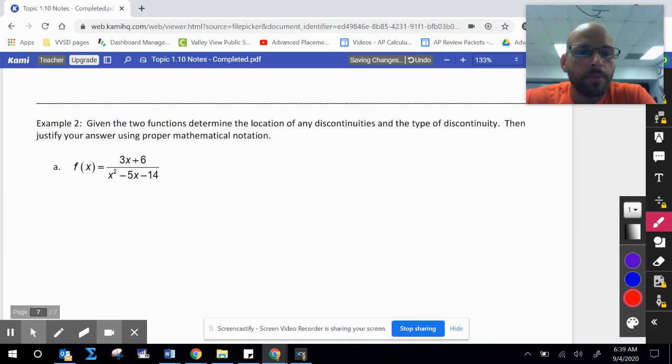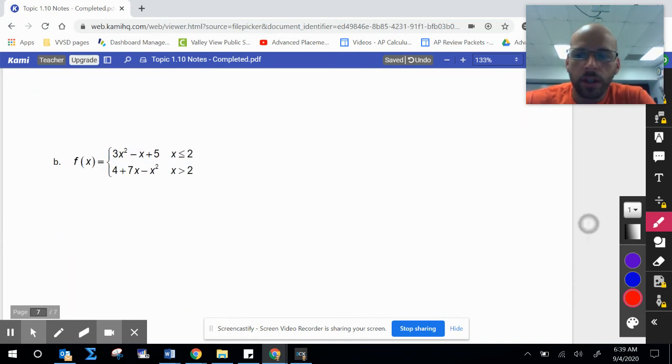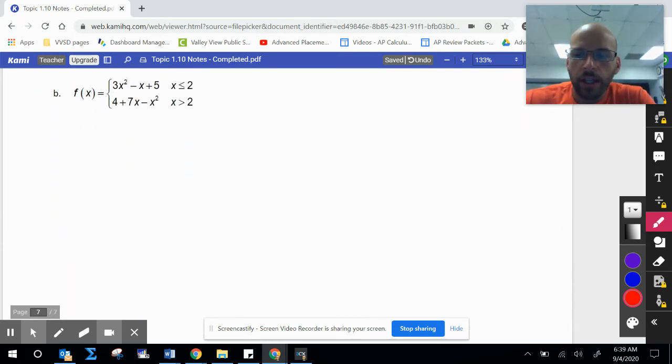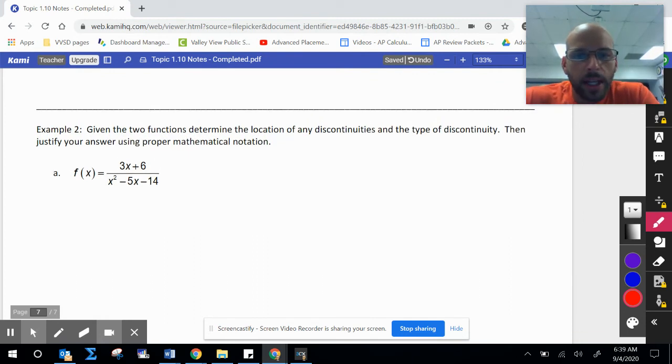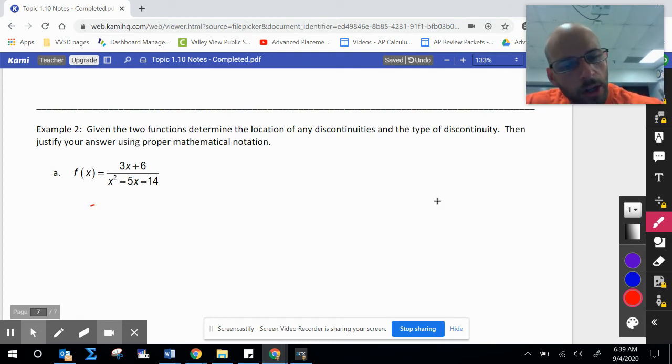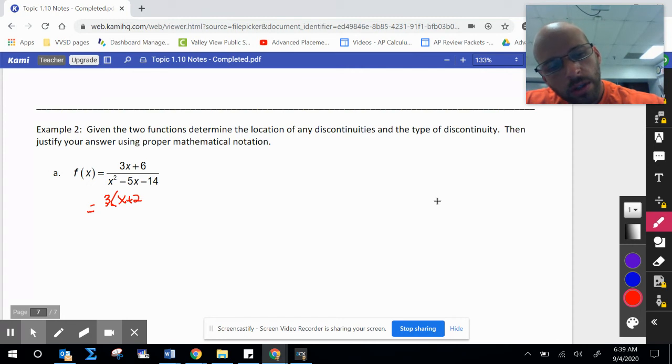Okay. So now I have 2 functions here. So we're going to do this algebraically, and I think that's going to be the end of our notes. So I just want to show that we have removable discontinuities or non-removable discontinuities in these problems. So I'm going to start by factoring. So I have 3 times x plus 2. If I factor the denominator, I have x minus 7, x plus 2. Again, the x plus 2's cancel.